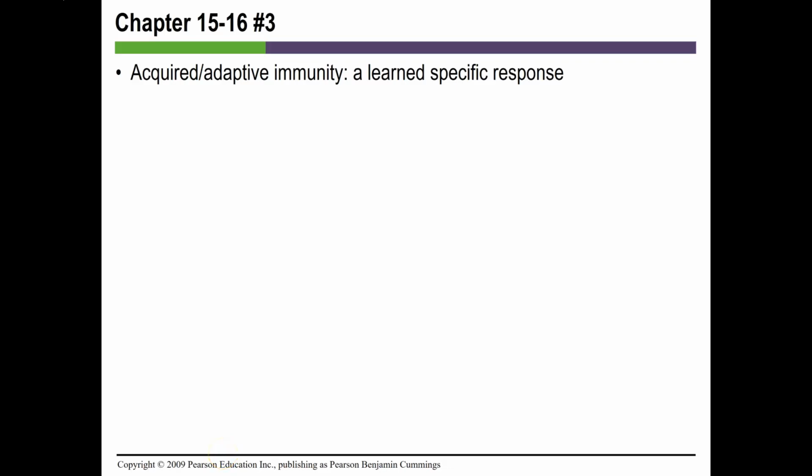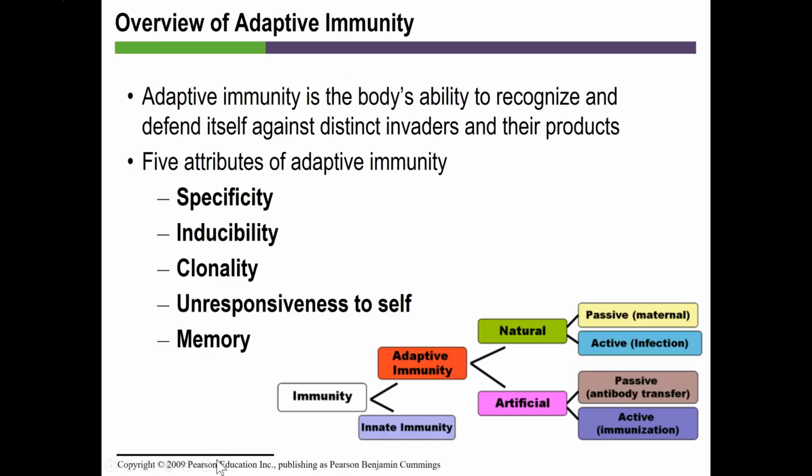In this mini lecture, we're going to go over the adaptive immune response, sometimes called the acquired immune response. This encompasses our body's ability to recognize and defend itself against invaders. There are 5 attributes that you want to remember that characterize adaptive immunity.